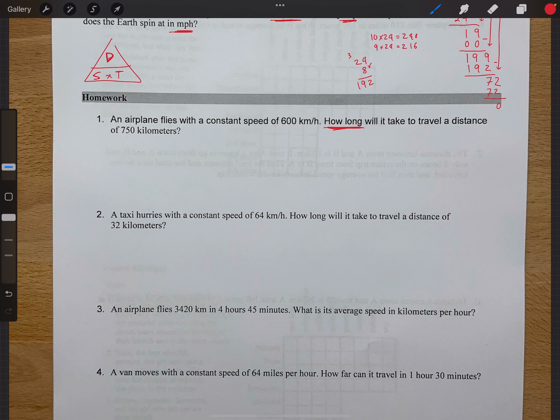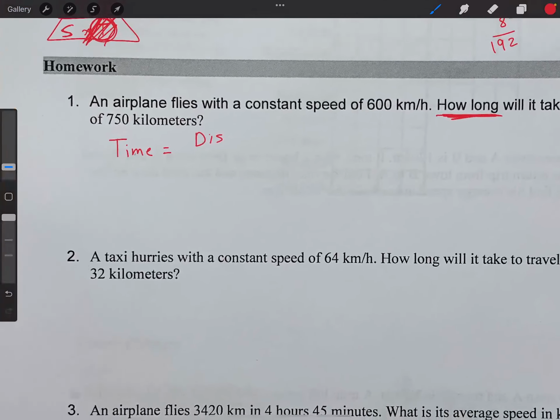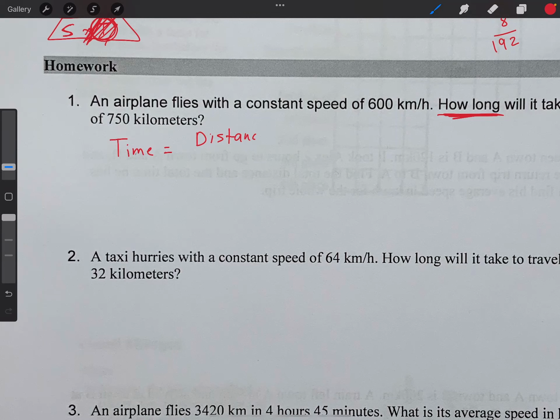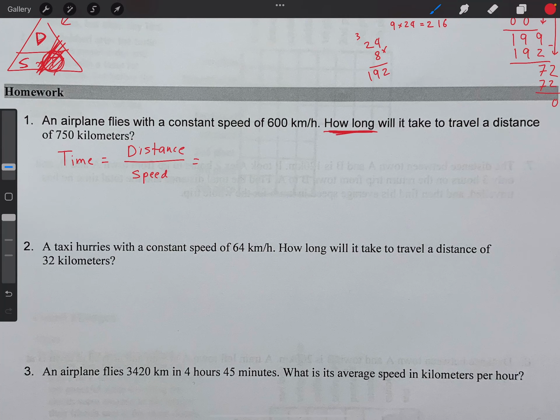So if we're looking for how long, we're looking for the time. So we cover the time up, okay? And you can see that it's distance divided by speed. So time equals distance divided by speed. Now distance is equal to, let me see what's the distance.